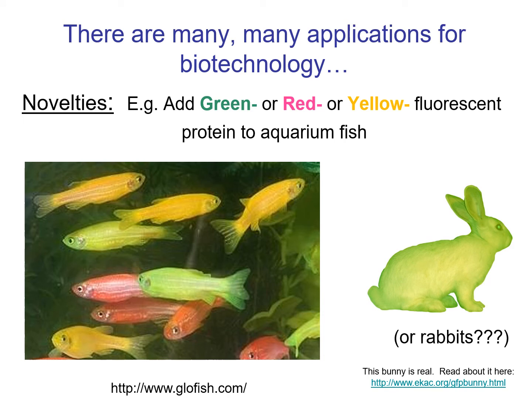We also talked about these things before, these glowfish. You can go check them out at this particular website. These are fish that have the gene from jellyfish for fluorescence, and this is more of a novelty, but also something kind of interesting. Notice on the right here, somebody has made a glow-in-the-dark rabbit. Pretty weird stuff.